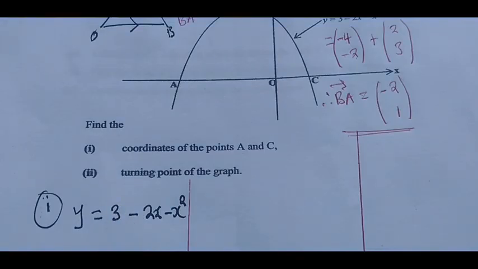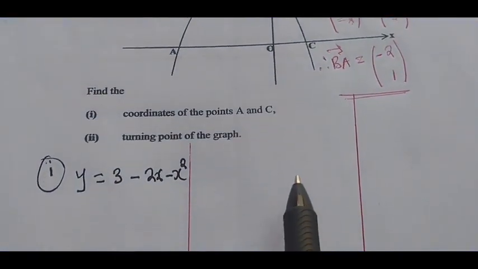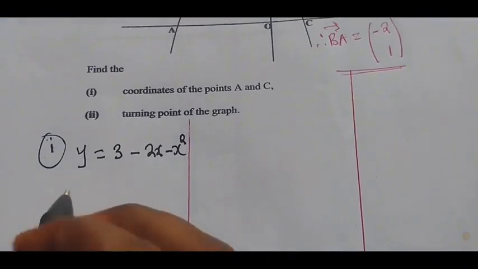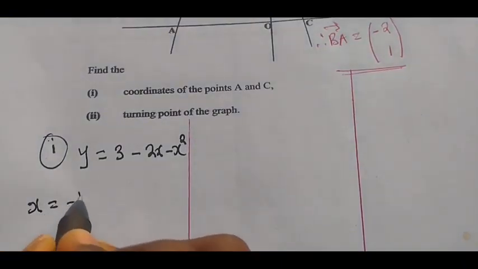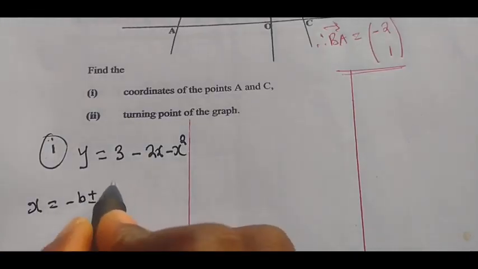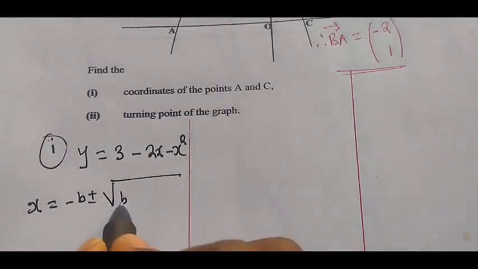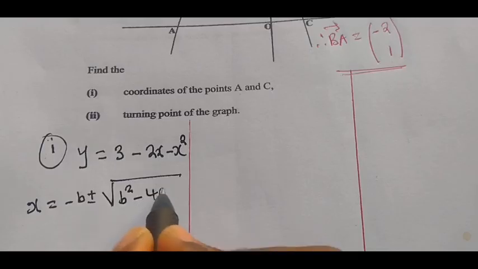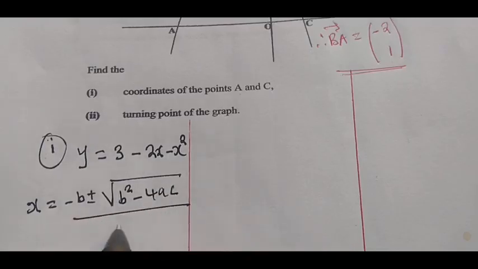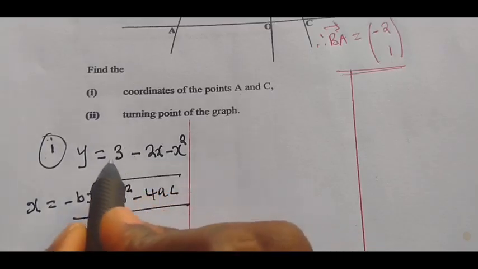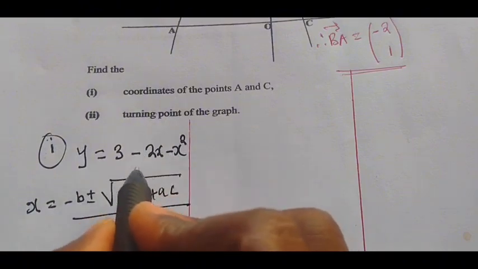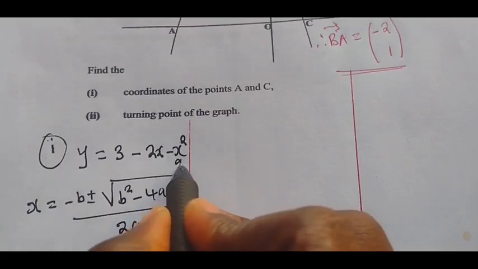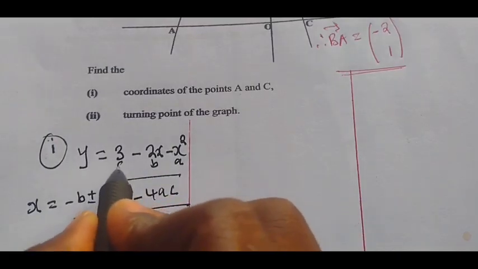I think let us use the formula so that we move fast. The formula will be x equals negative b plus or minus the square root of b squared minus 4ac, over 2a. So from this quadratic equation that we have, we know that this is going to be a, b, c.